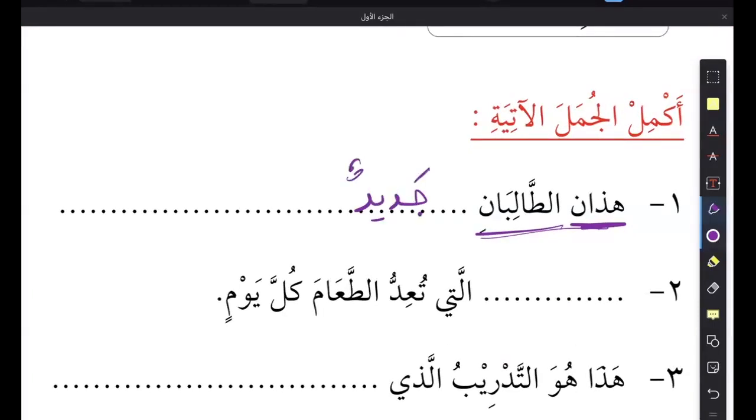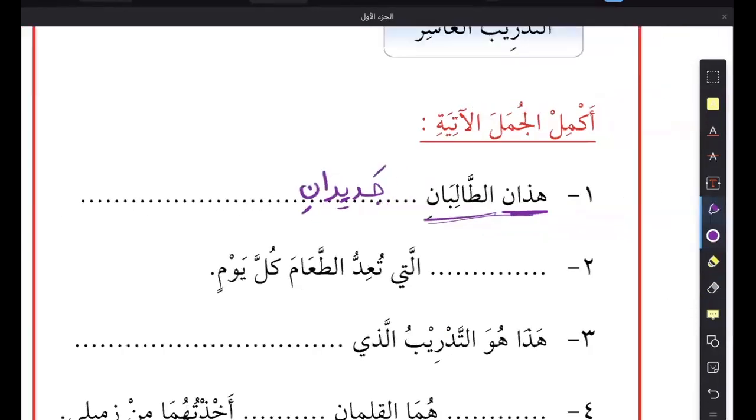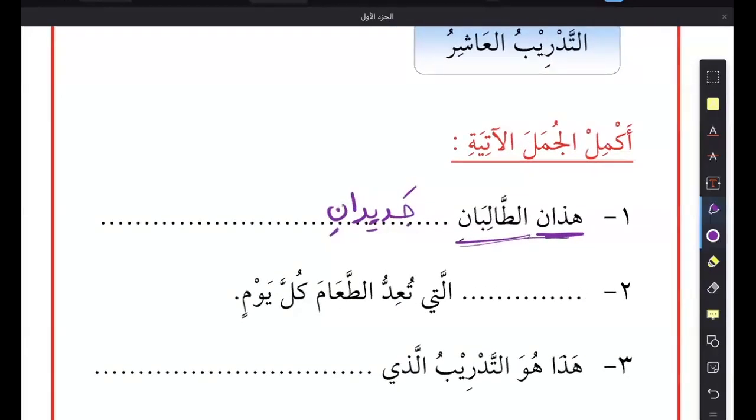هذان الطالبان جديدون. Can we say that? No, we cannot say it because the gender is matching, but our number is not matching. So you say jadidani. So this rule you have to know.